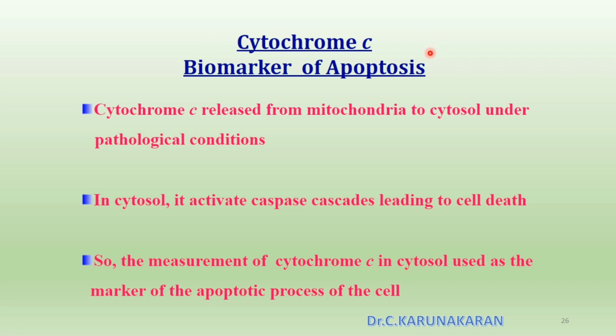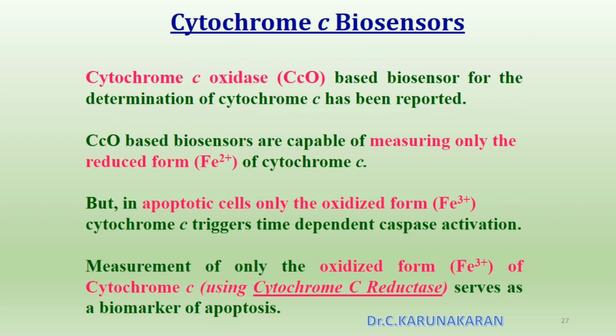So cytochrome C is the biomarker of apoptosis, as we have seen earlier. We have cytochrome C released from mitochondria to cytosol under pathological condition. In cytosol, it further activates cascades leading to cell death. So, the measurement of cytochrome C in cytosol is used as the marker of apoptosis.